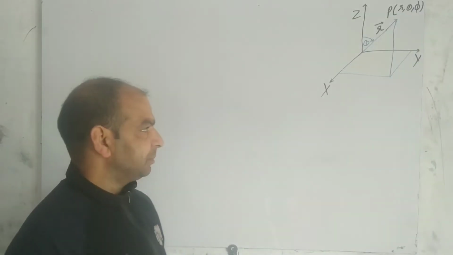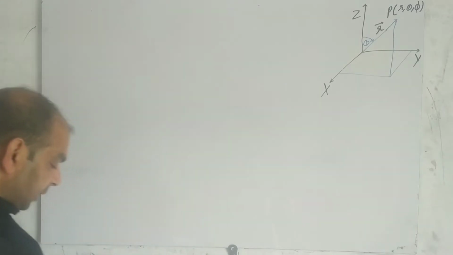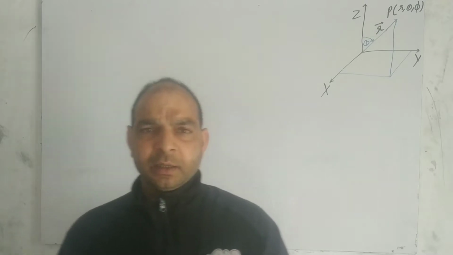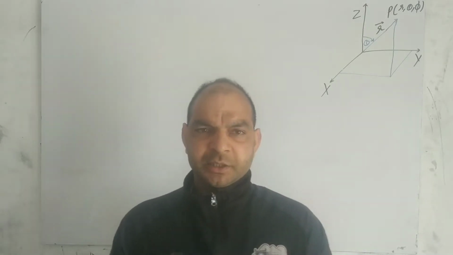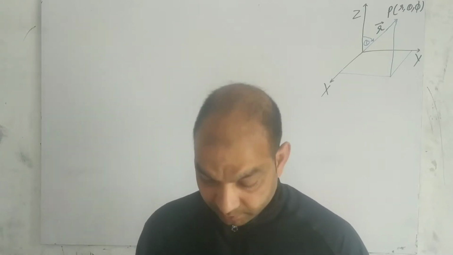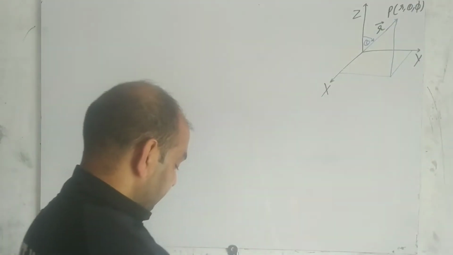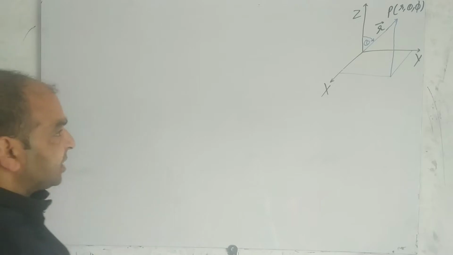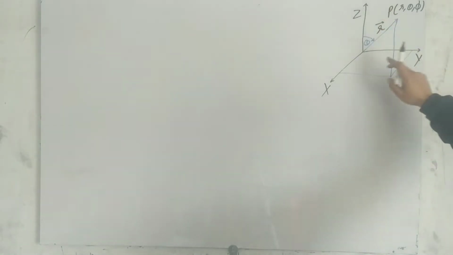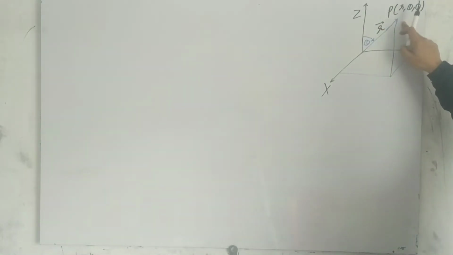In the next video I will explain the spherical coordinate system. Any point which we can represent in the Cartesian coordinate system, we can represent in the spherical as well as in the cylindrical coordinate system. When I taught the Cartesian coordinate system, there was some point P. This is our Cartesian coordinate system, x, y, and z axis. This is any point P in space.